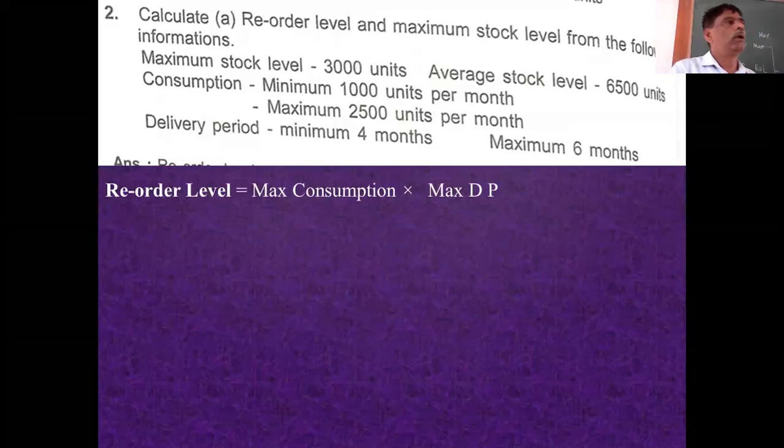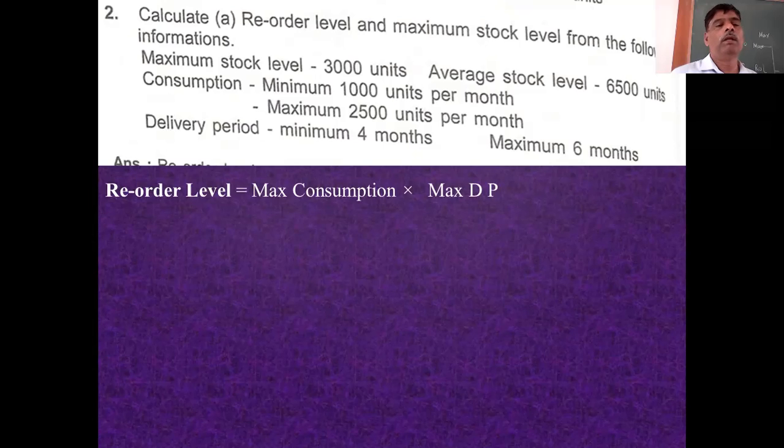What is the second equation? Average stock level is equal to minimum stock plus maximum stock divided by 2. One more equation I gave to you people for the average stock. Average stock is equal to minimum stock plus half of EOQ. You remember that. You have to follow that equation to solve this problem. First, we calculate the ROL. ROL is equal to maximum consumption into maximum delivery period. This is the equation.